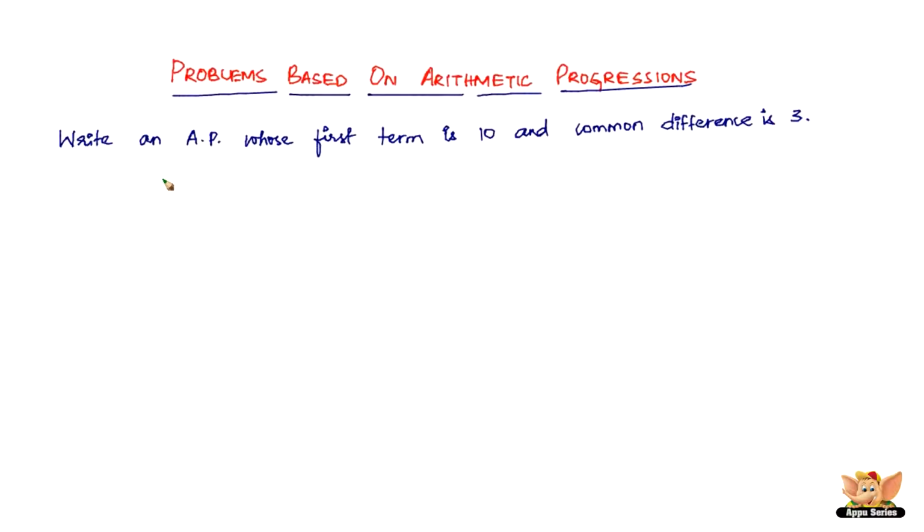So what we have to do is we just have to write the data that we have in this question. So the first term is denoted by A. So A equals 10 and common difference is denoted by D. So D is equal to 3. So we need to write an AP of this. So let the AP be, generally the AP is like this.